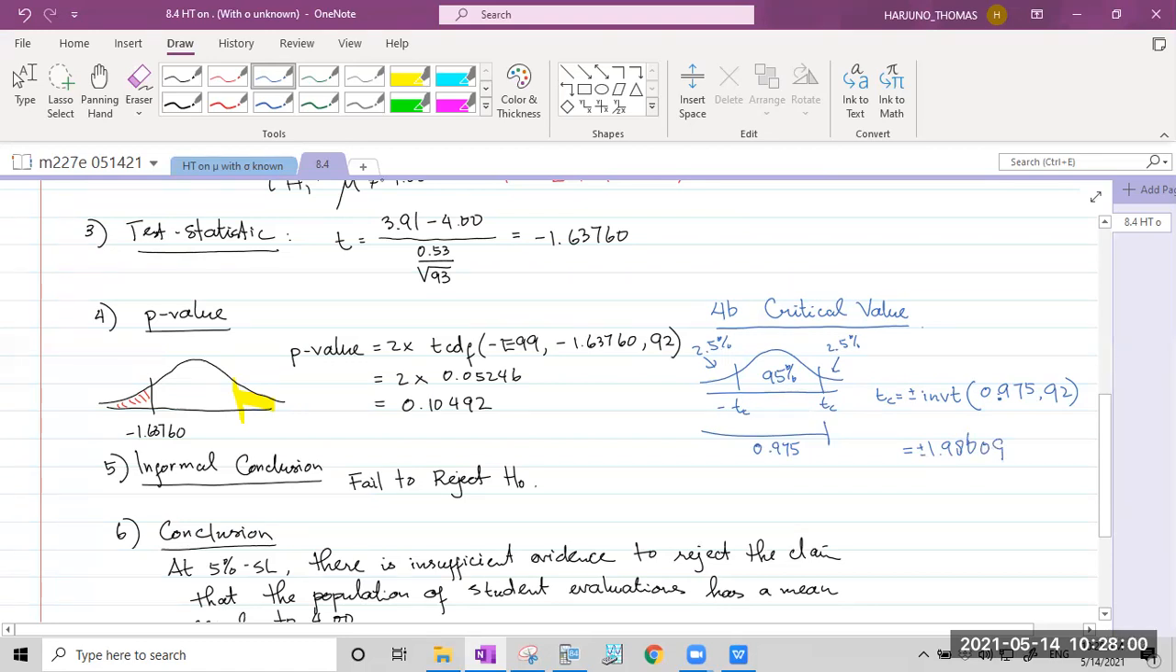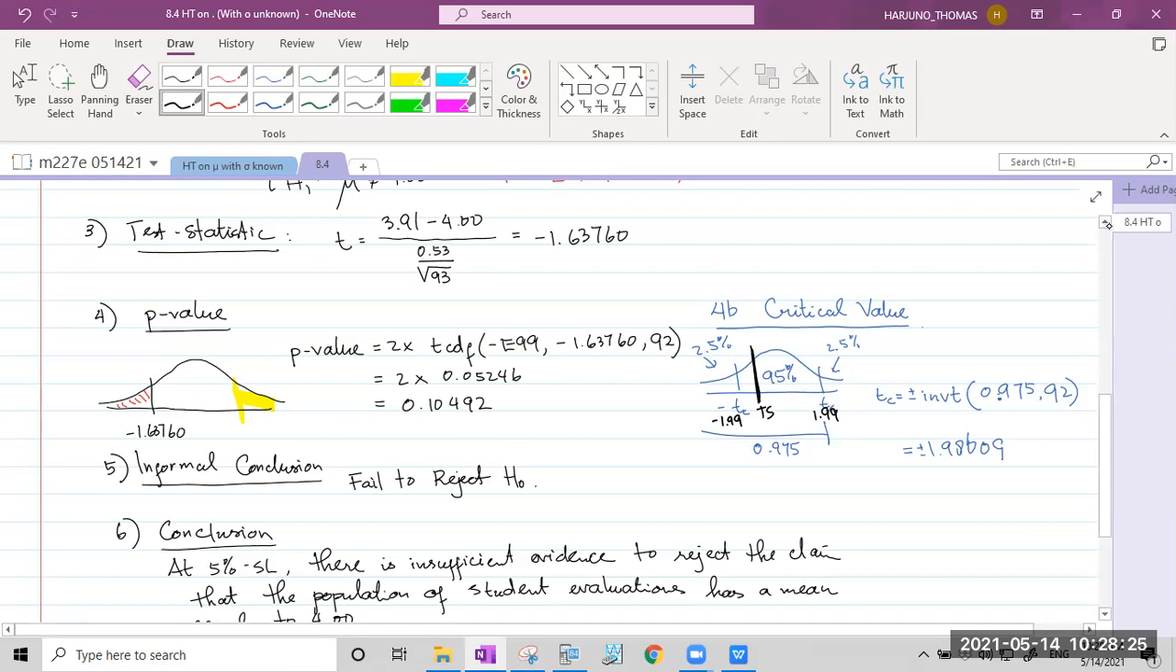So our test statistic is in between. The critical values are 1.99 and negative 1.99, and our test statistic is approximately negative 1.64. So we still come up with the same informal conclusion.